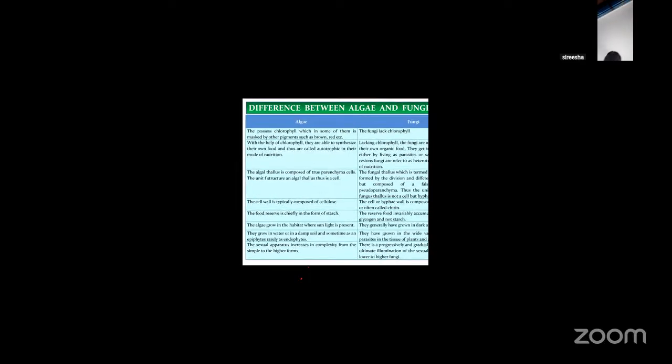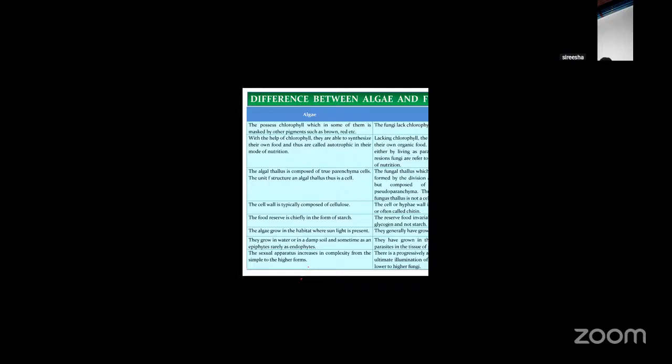So fungi are non-green in color with the capacity to live in all kinds of environments. The fungi can grow anywhere, right? So what is the difference between the algae and fungi? This one is the main concept.